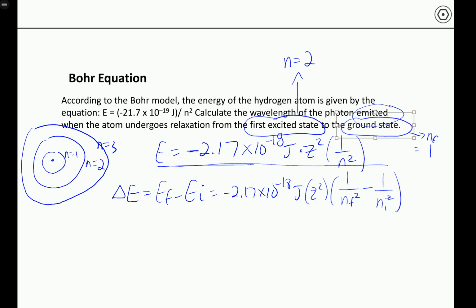I don't know if I used that term in class or not. But ground state is the lowest energy, n equals 1. And then an excited state is going to be anything higher than n equals 1. So the first one would be n equals 2. The second excited state would be n equals 3, and so on. So with those values of n, we can get delta E.